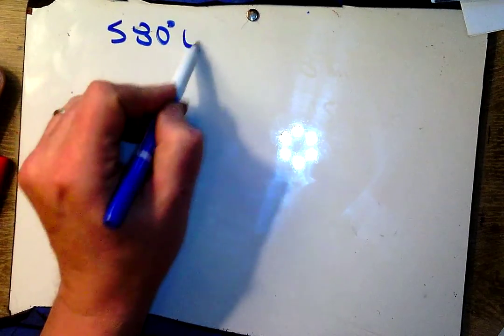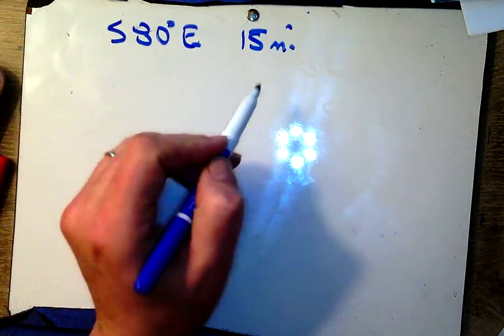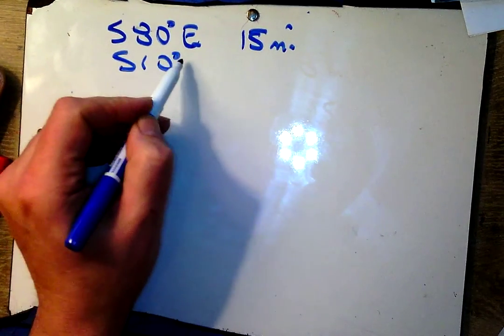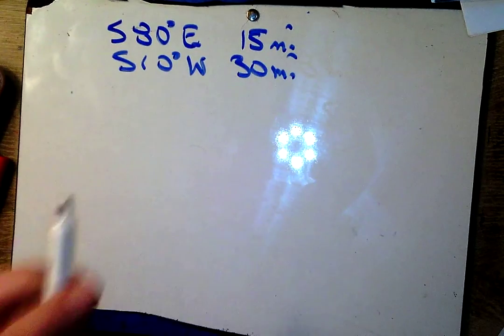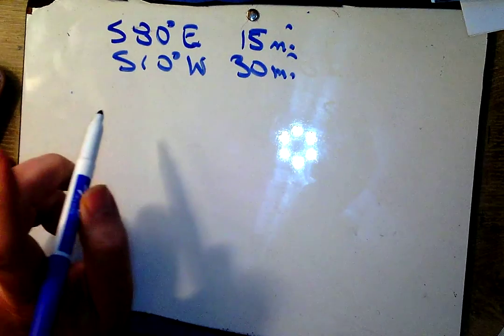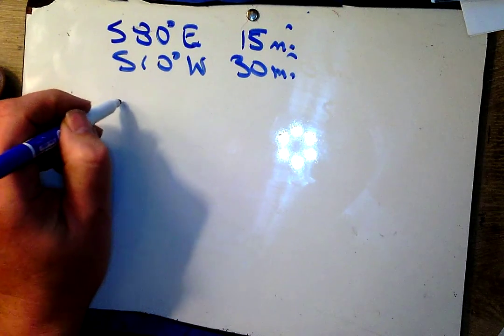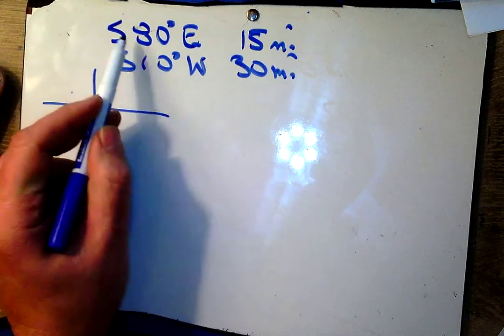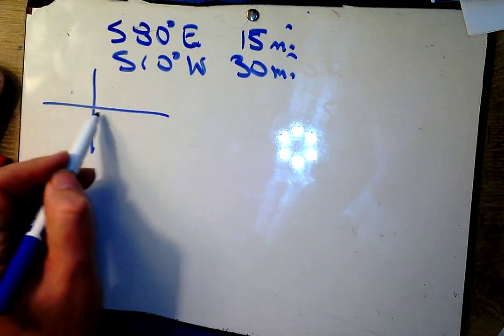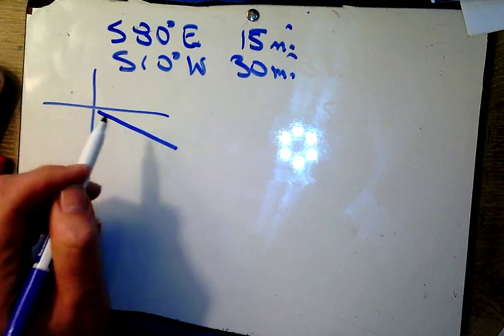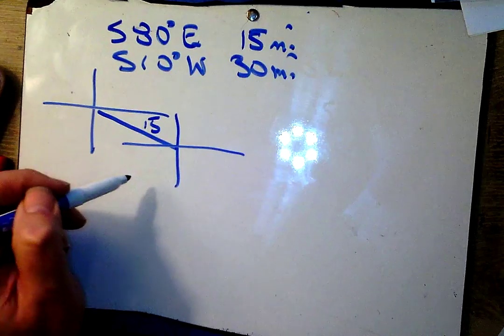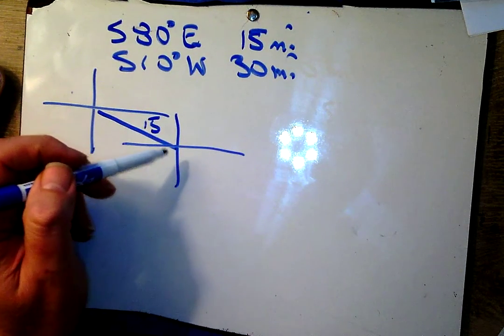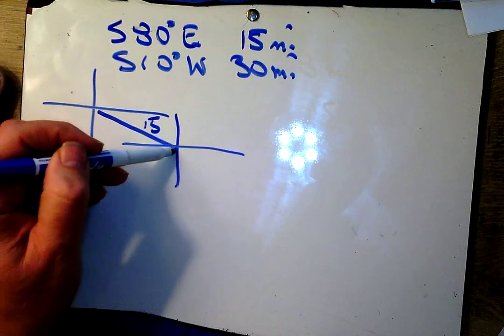So, for example, this one, south 80 degrees east for 15 miles, and then south 10 degrees west for 30 miles. Now, one student draws this picture this way. So we're starting up here. We're going south 80 east. South 80 degrees to the east. Okay. For 15 miles. And then we draw our next compass rose. And now we're heading south 10 degrees west.